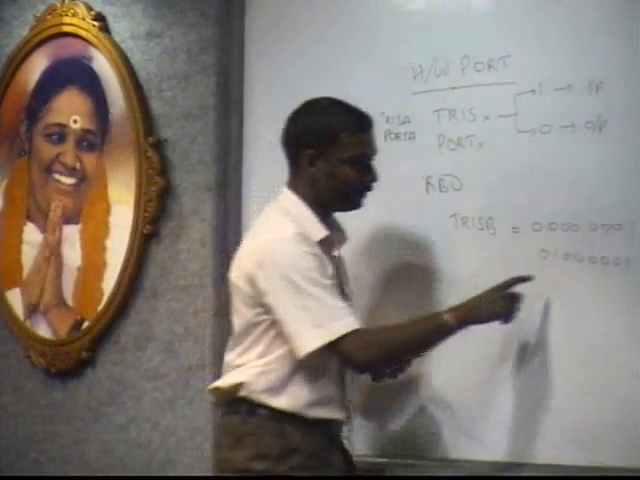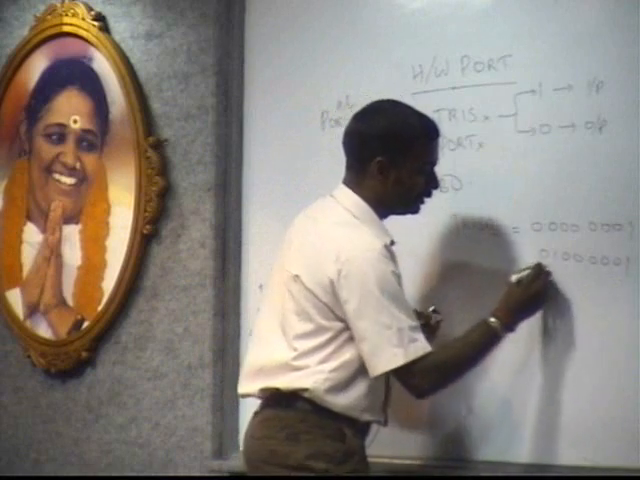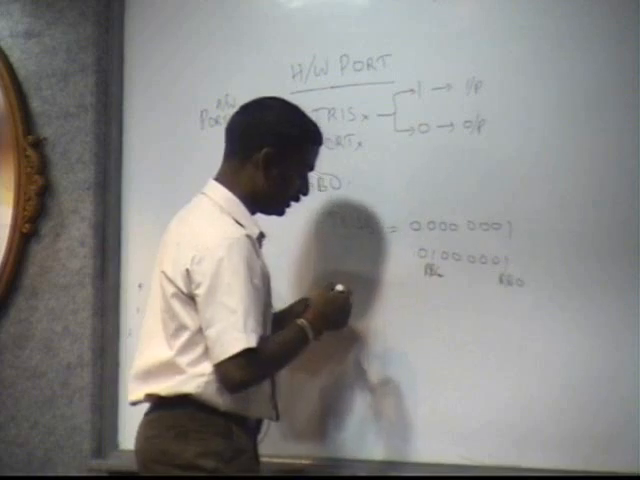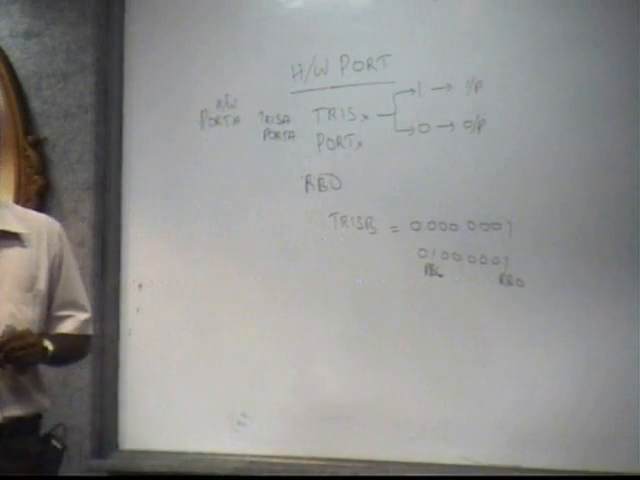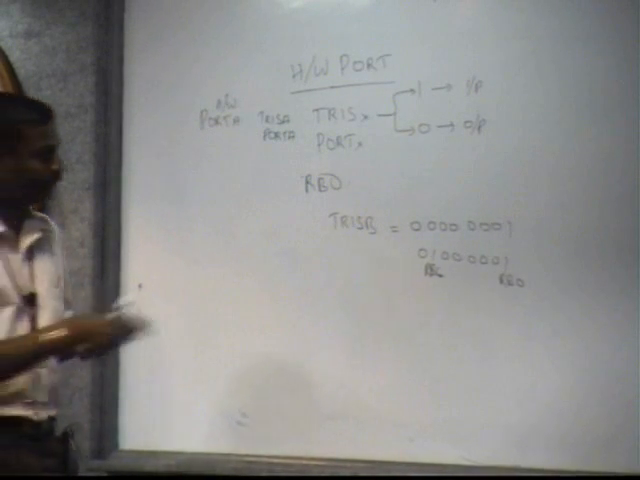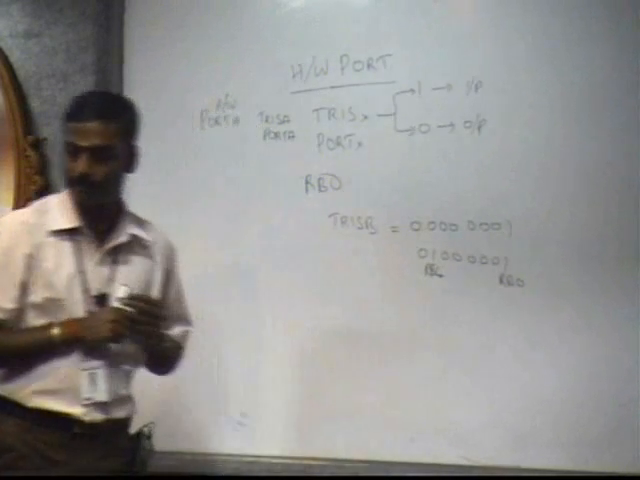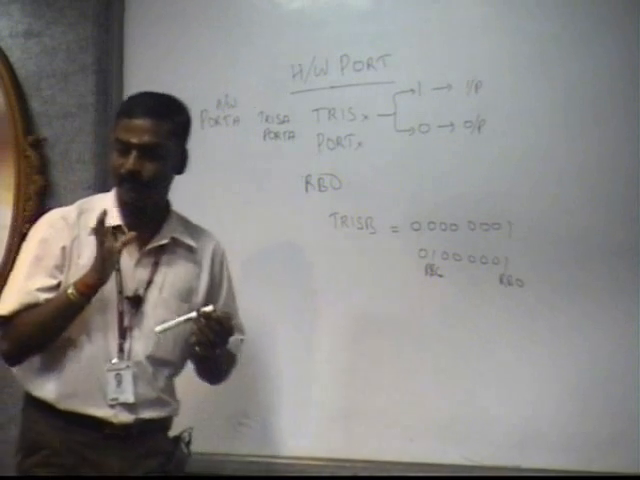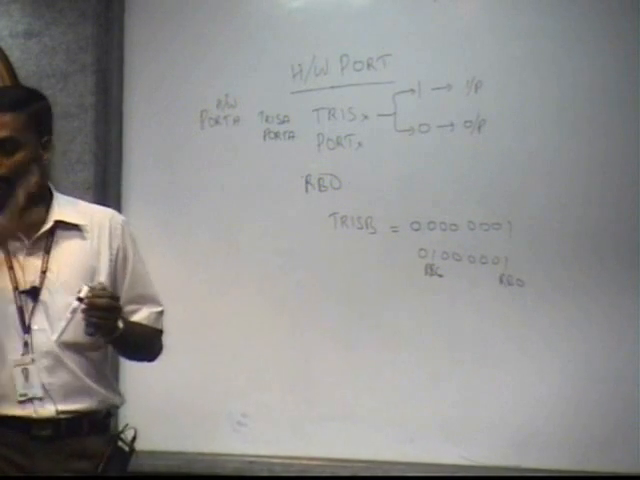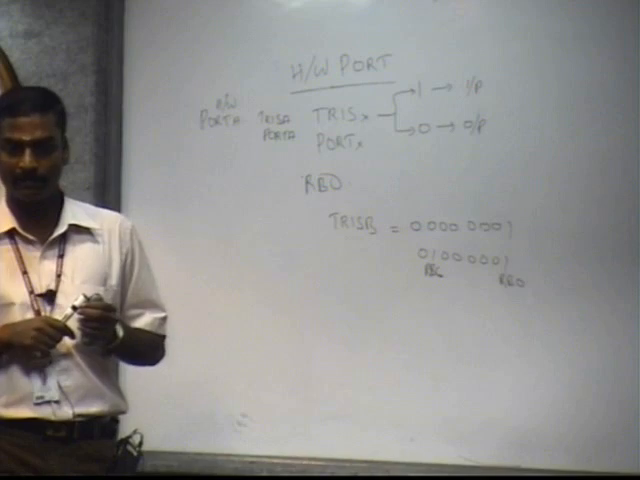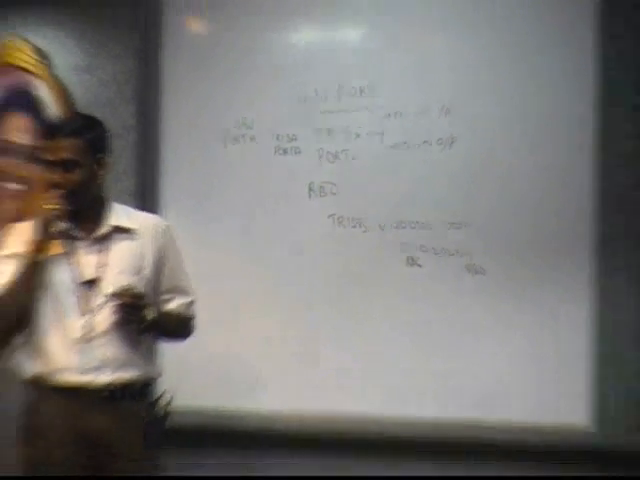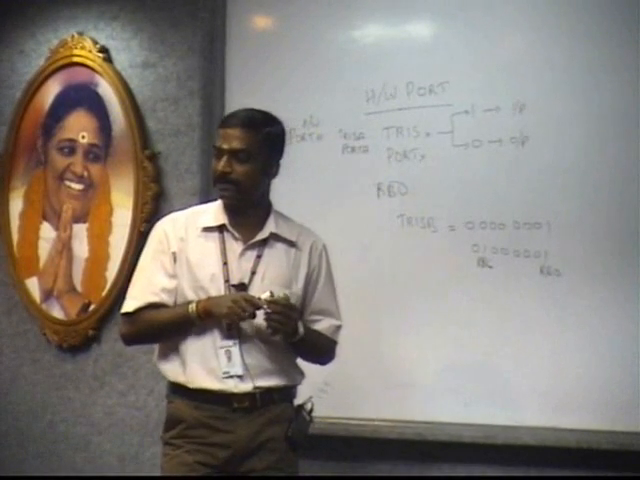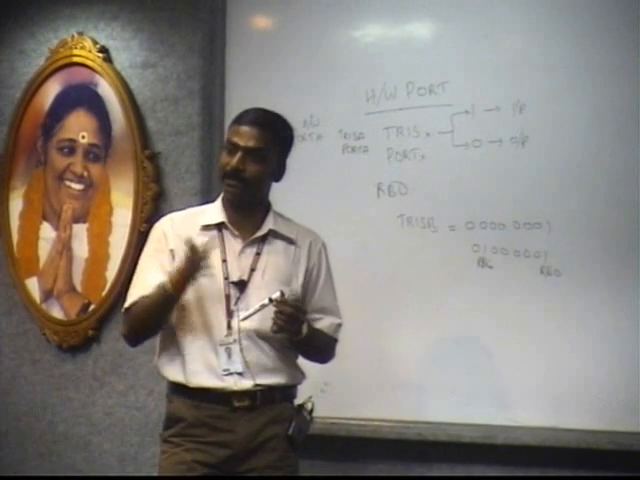0100001. So this means that I am making these two pins as, this is RB6, this is RB0. I am making these two pins as input pins. All the others are configured as output. And at the reset state, all your ports will be configured as input or output? At the time of reset, all your ports will be configured as input only.